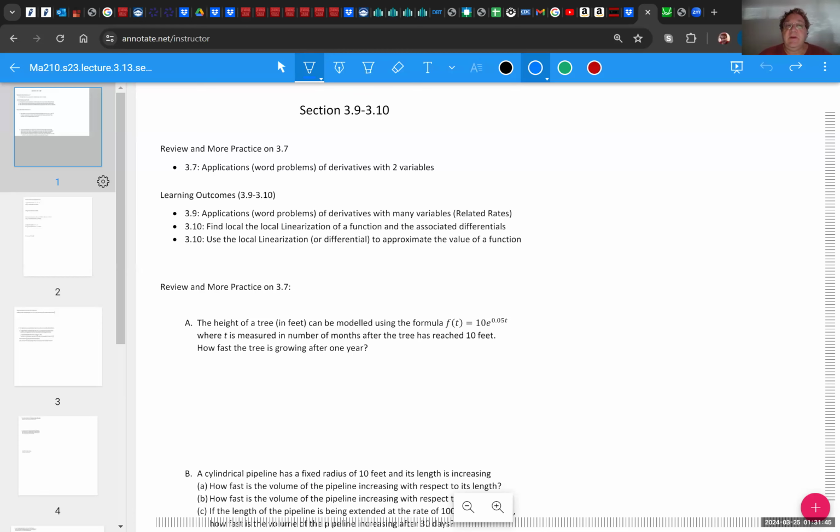Hi there. This video is reviewing the two main ideas in section 3.7 in preparation for section 3.9, which is the video that follows this. 3.7 had us do word problems, applications, using the advanced version of the chain rule, and it restricted itself to two variables. 3.9 basically does the same thing, but with more complicated word problems and more than two variables.